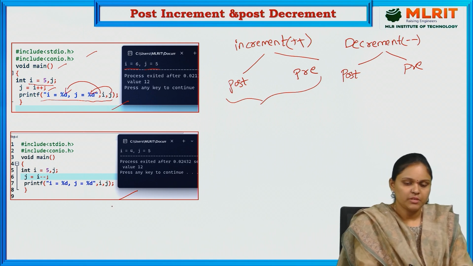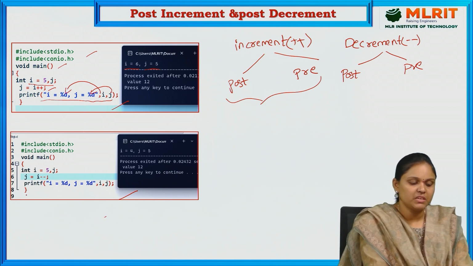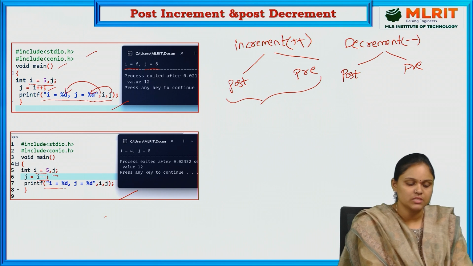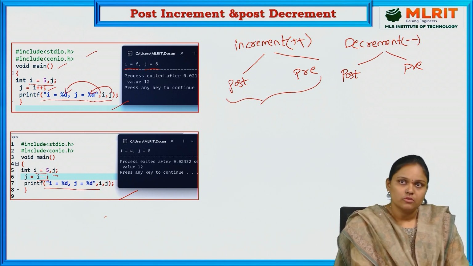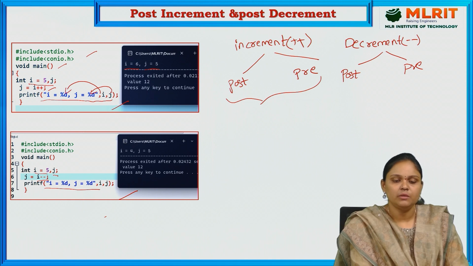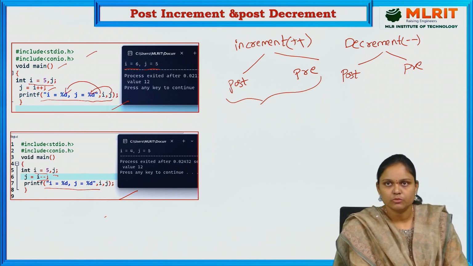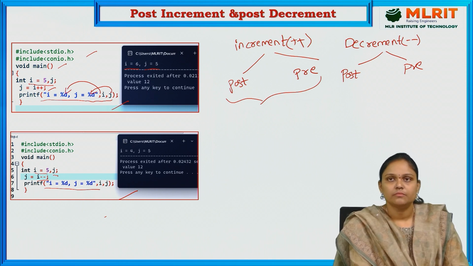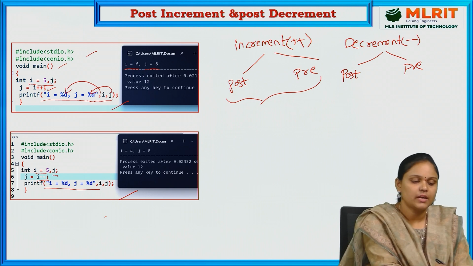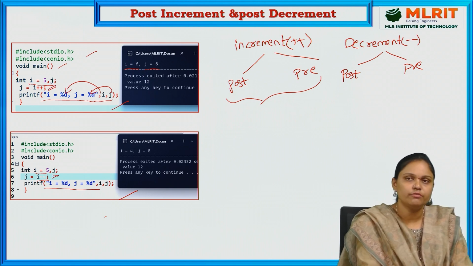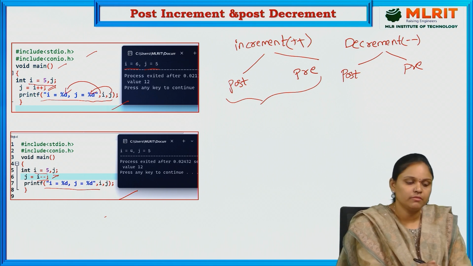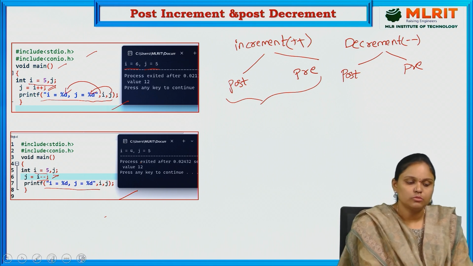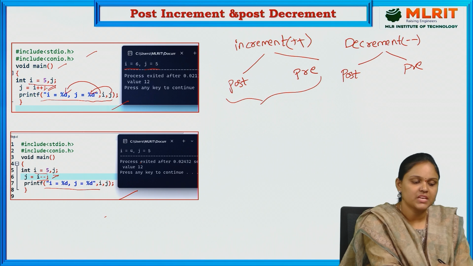And next, coming to the post decrement. Inside this main function, i equals 5, j and i decrement we are doing, and by using this printf statement, we are printing the i and j values. So what we are doing here, we are incrementing the value of i, and also decrementing the value of i. If i equals 5, we are incrementing this i value, so the i value will be assigned to this j.